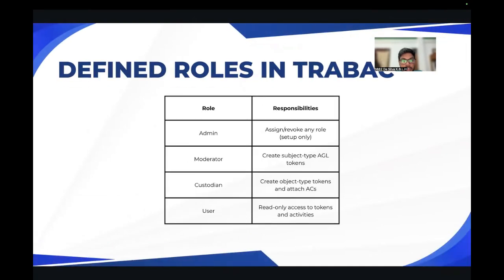Let's go over the roles defined in the TRABAC and what each one can do. First, we have the admin role. This is the most powerful one and it can assign or revoke any other role. But interestingly, it can't perform token actions. Then we have the moderator who can create subject type tokens, basically representing the users. The custodian can create object type tokens and also log related activities with AC tokens. And finally, the user role is read-only. They can view tokens and activity records, but not change anything. These roles are strictly separated, so they do not overlap.